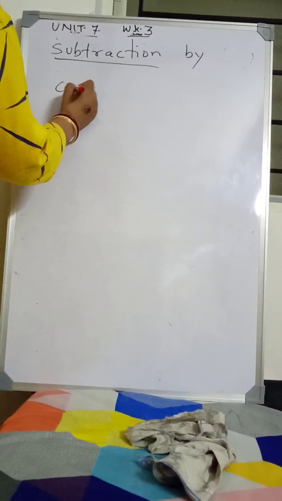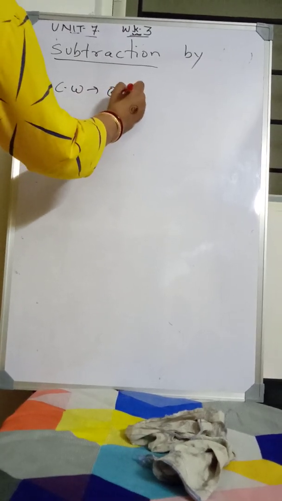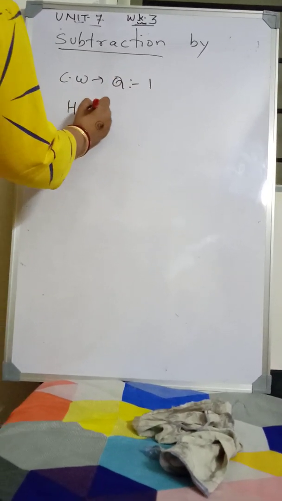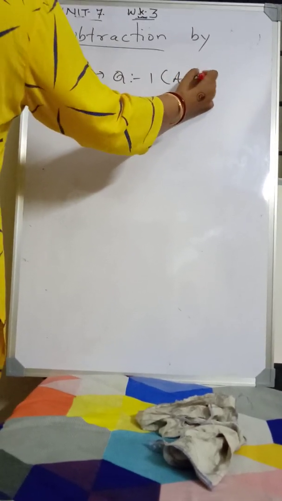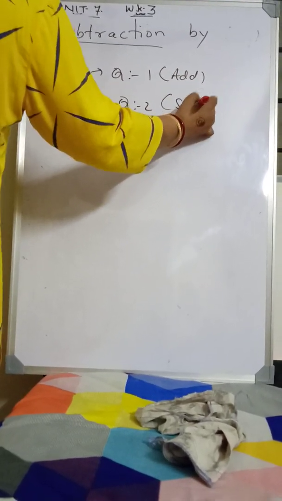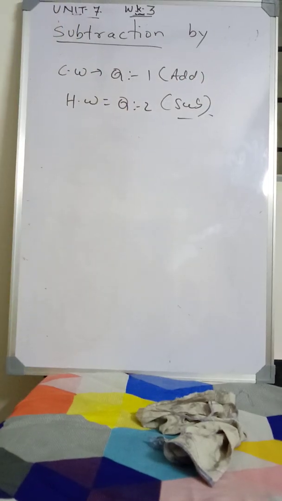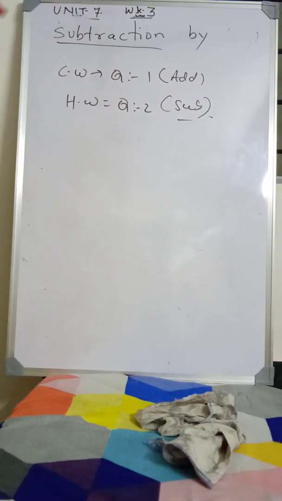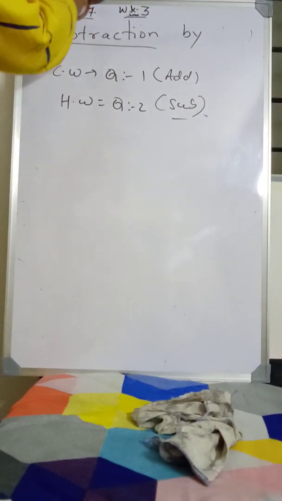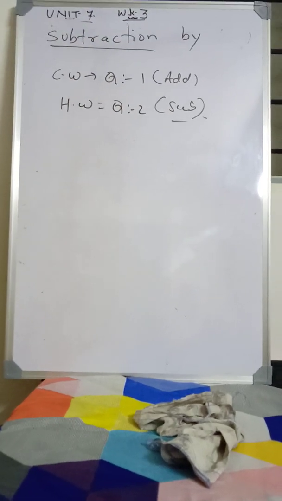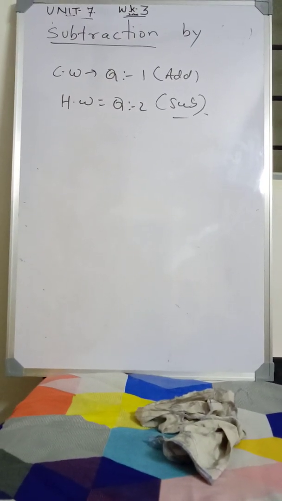Now what is your classwork? Classwork is question number 1. And what is your homework? Question number 2. Question number 1 is addition, and question number 2 is subtraction. So children, you have to solve question number 1 as classwork and question number 2 as homework of worksheet number 3, unit number 7. The topic is addition and subtraction by regrouping.